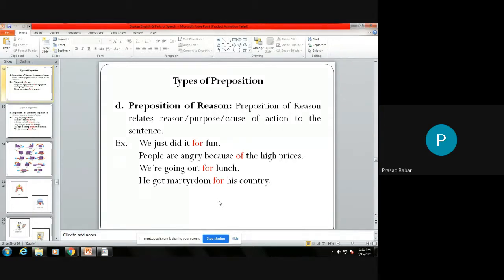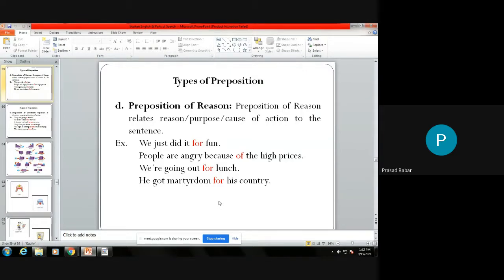That is why for here works as a preposition of reason. Then the next is, he got martyrdom for his country. His martyrdom is the action, but its cause is his country. For what did he get martyrdom? It is for his country. So for here works as a preposition of reason.